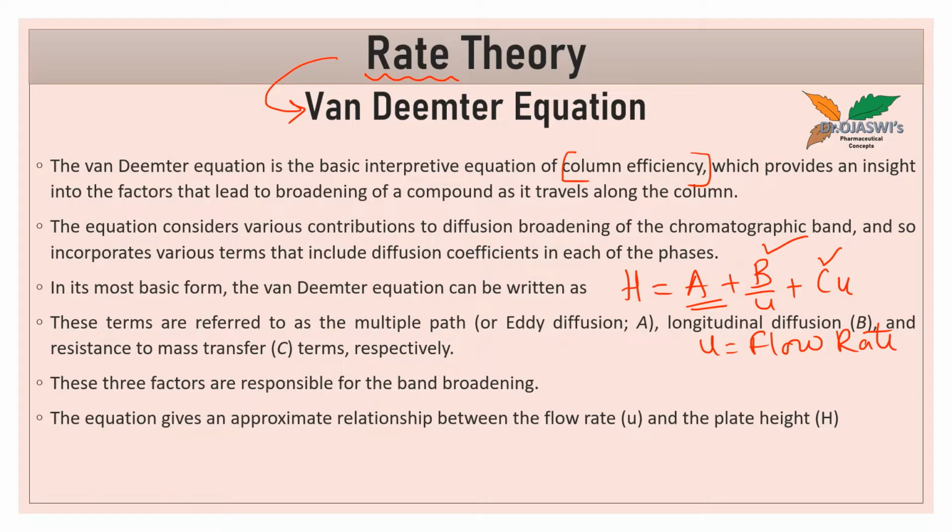These three factors are responsible for band broadening. That is A, B and C. They are responsible for band broadening, and thus these factors are included here in the Van Deemter equation. The equation gives an approximate relationship between flow rate and plate height. H is nothing but HETP, that is height equivalent to theoretical plate.